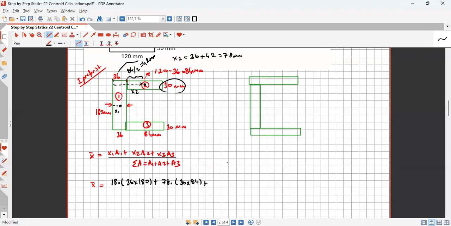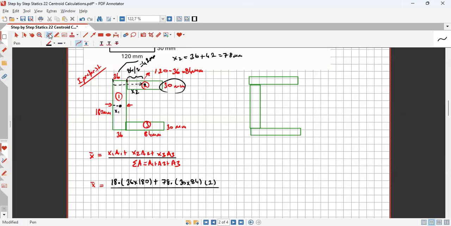Okay, let's check our third one. The third one is the same as the second one. It means we can write it like this times 2, because x2 a2 and x3 a3 are the same. Hence, we use two multipliers here.